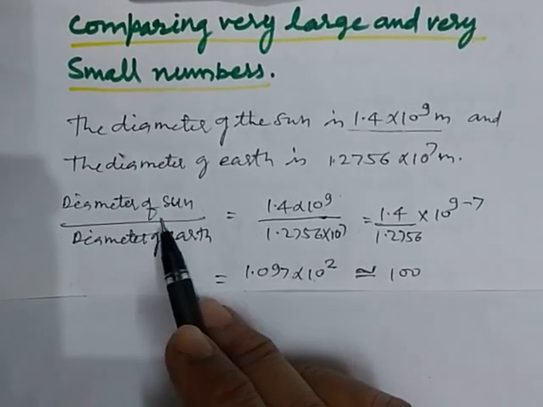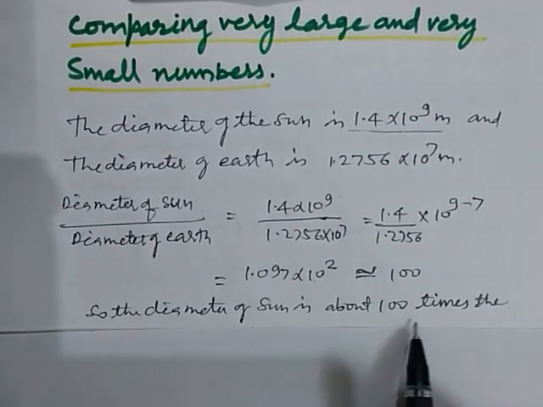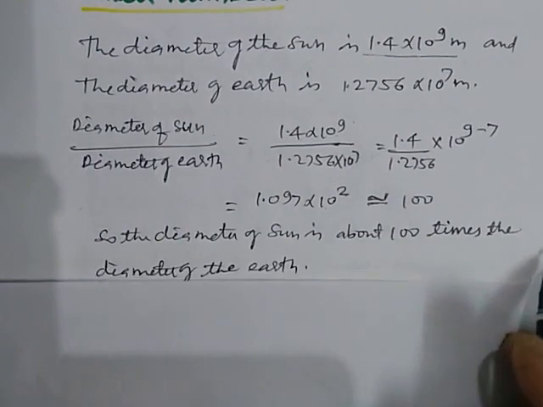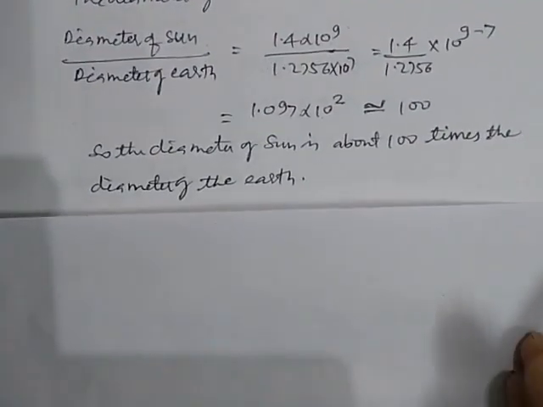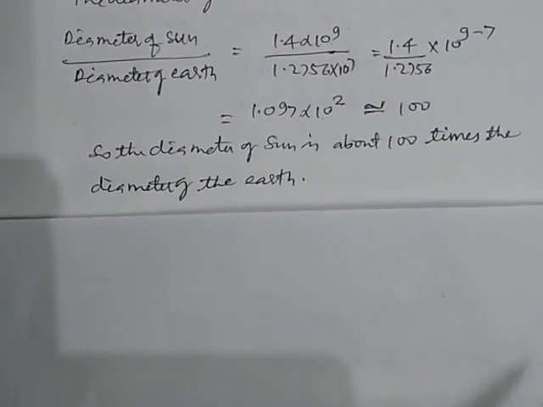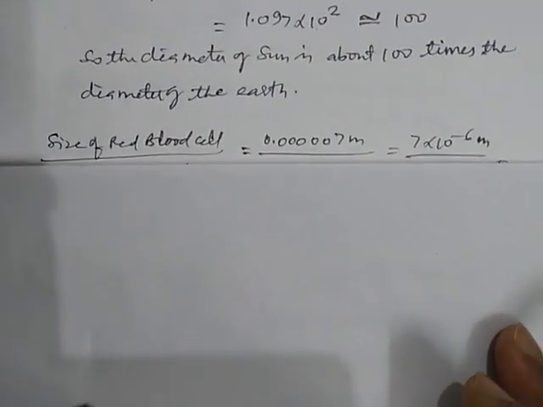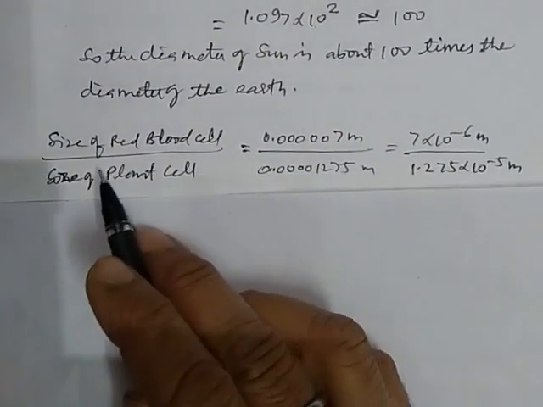So the diameter of the sun is 100 times that of the earth. The diameter of the sun is about 100 times the diameter of the earth. This way we can compare very large and very small quantities. Now we take some small quantities and compare them.